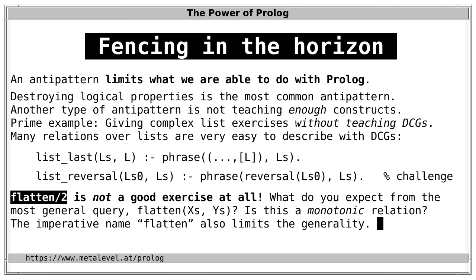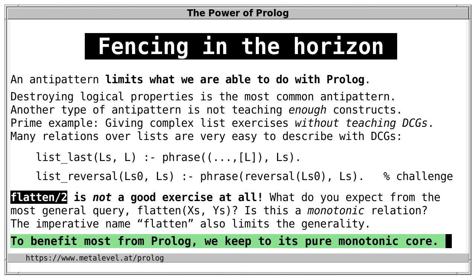So limiting the horizon is also a common antipattern, and we want to do the opposite. We want to use Prolog to its fullest potential. And for this, we keep to its pure monotonic core, because in this way we can reason logically about the code and we can easily analyze it, run it with different execution strategies and so on. Now you may say, wait a minute, am I not also fencing in the horizon by advocating that only a subset of Prolog be used? So am I not also limiting what we can do with Prolog?